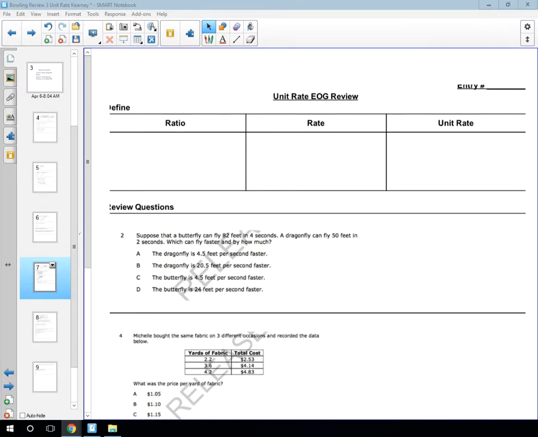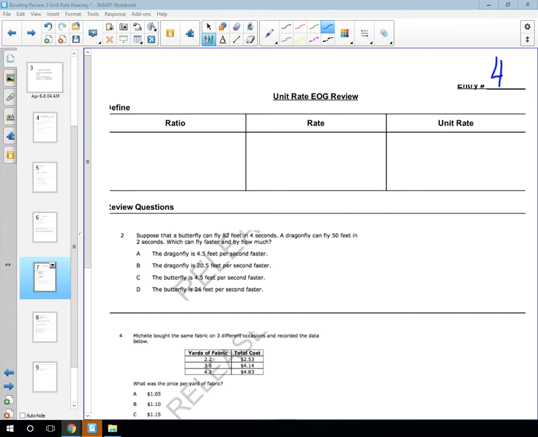Go ahead and write entry number 4 at the top of your mini lesson. Okay, today's EOG bowling review is going to be focusing on unit rate and ratios and rates, but specifically unit rate. So let's just quickly remember how to write a ratio.